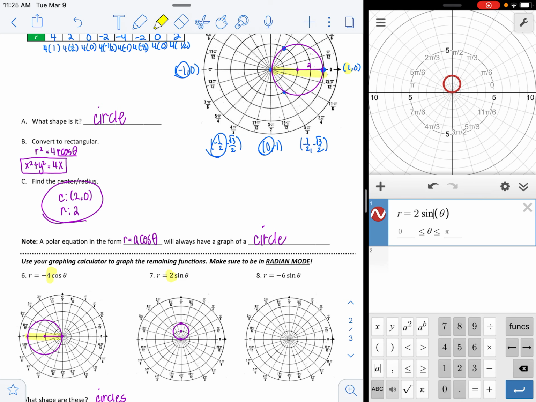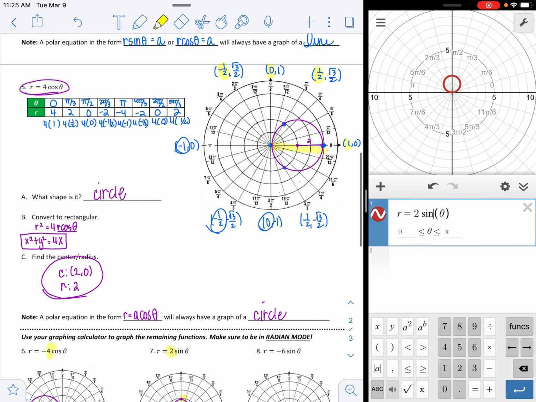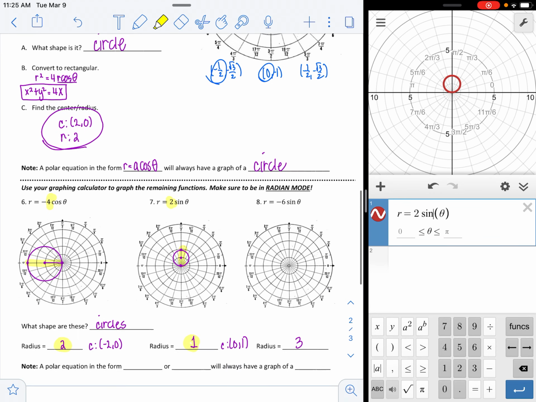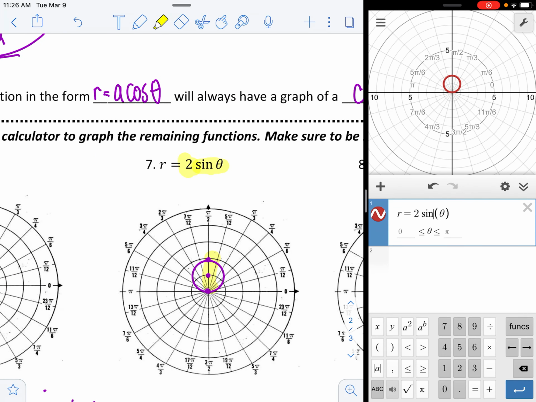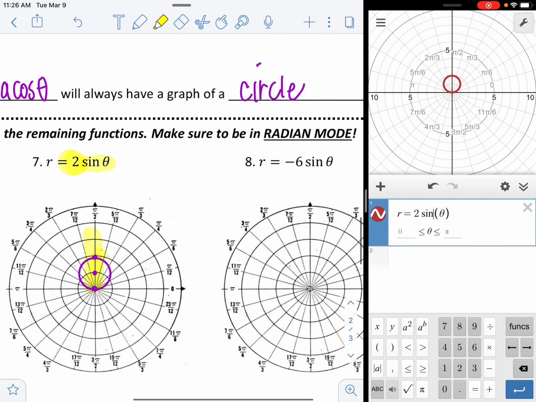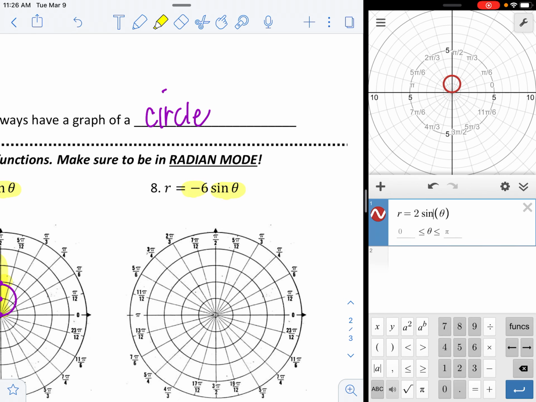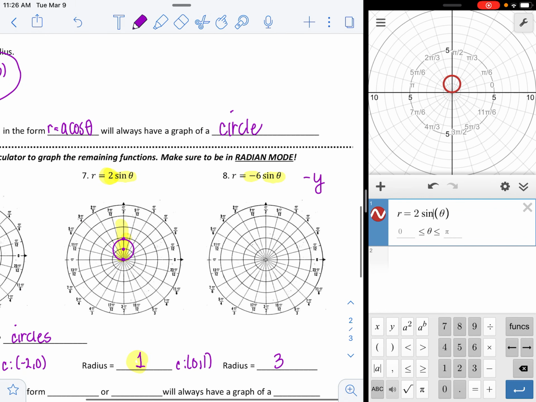Here, it was on the positive x-axis. Here it was on the negative x-axis. Here it was on the positive y-axis. What is telling us that? If you look here, this is cosine, and this is a positive number, positive x. This is cosine and a negative number, negative x. This is sine and a positive number, positive y. This is sine and a negative number. This is going to be on the negative y-axis with a radius of 3.